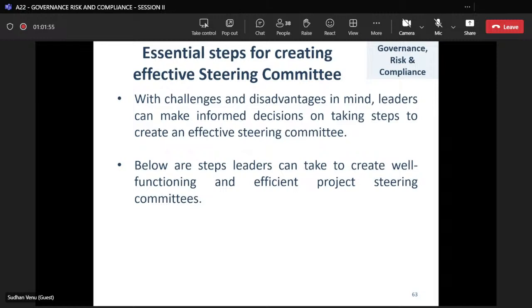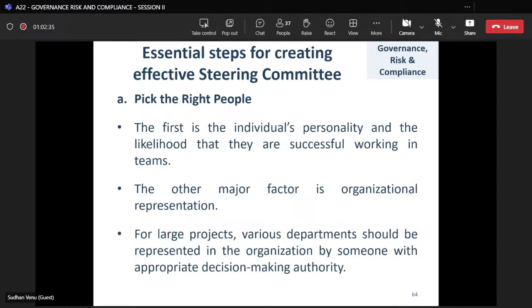And once you pick the right people, you have to inform them about the project. So what is the project, what is the steering committee going to do, and each person needs to understand the plan description, purpose, and the current scope of the steering committee. The members should receive information before the initial meeting, so they can craft any questions they have about project-related things. The other major factors are organizational representation, individual personality, and the likelihood that they will be successful working in teams.